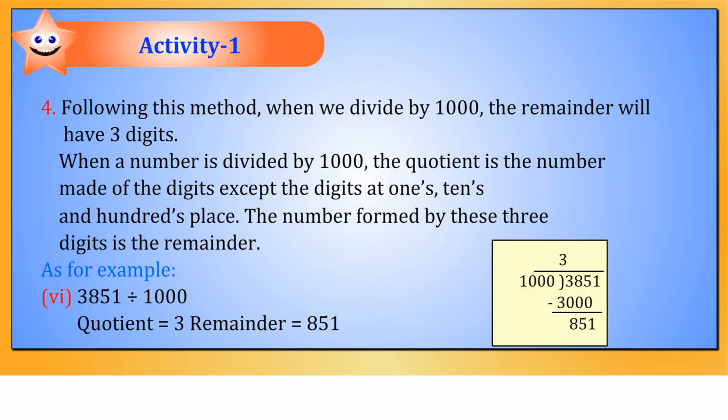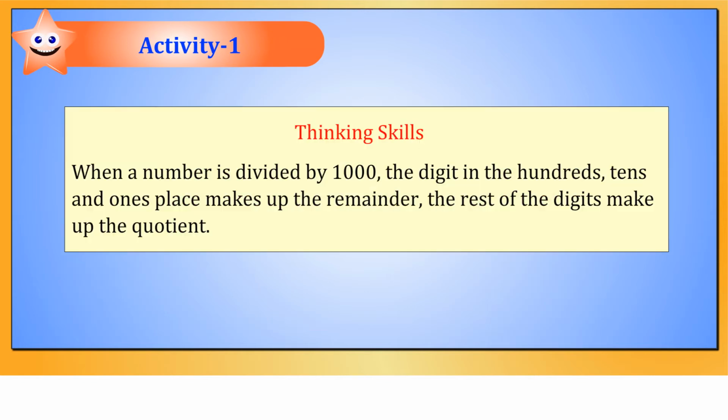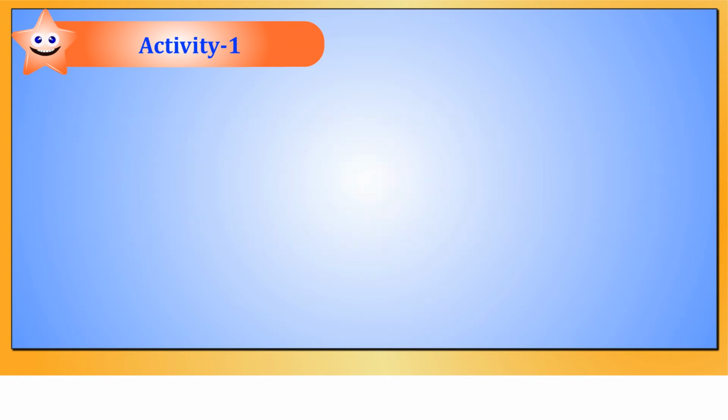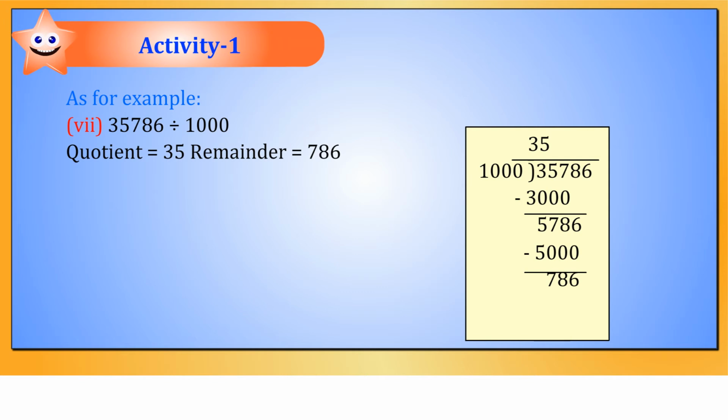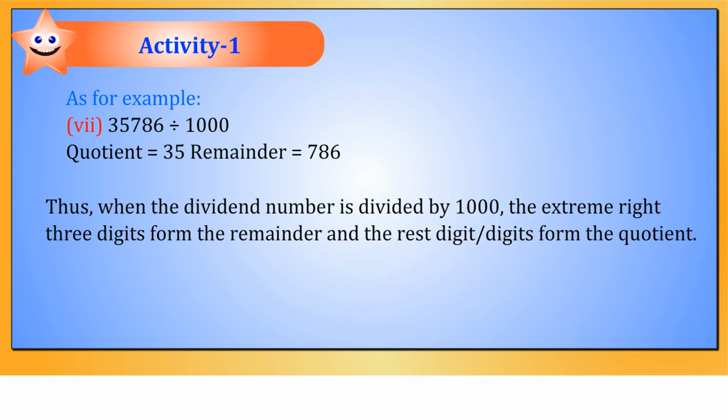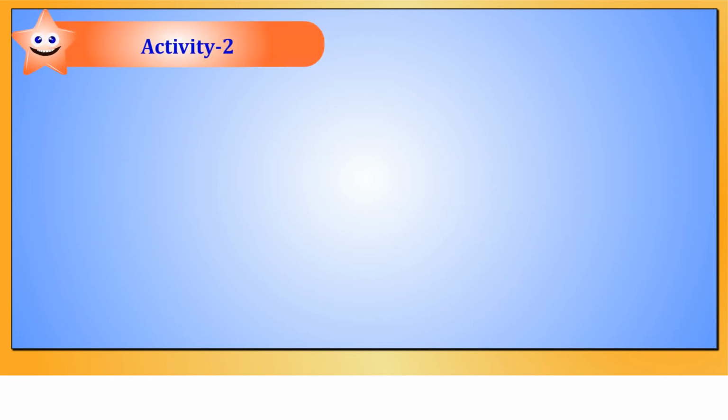For example, 3851 divided by 1000. Here quotient equals 3, remainder equals 851. Thinking skills. When a number is divided by 1000, the digits in the hundreds, tens and ones place make up the remainder. The rest of the digits make up the quotient. For example, 35,786 divided by 1000. Here quotient equals 35, remainder equals 786. Thus, when the dividend is divided by 1000, the extreme right three digits form the remainder and the rest of the digits form the quotient.